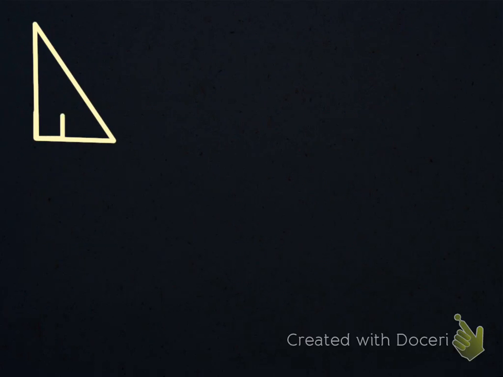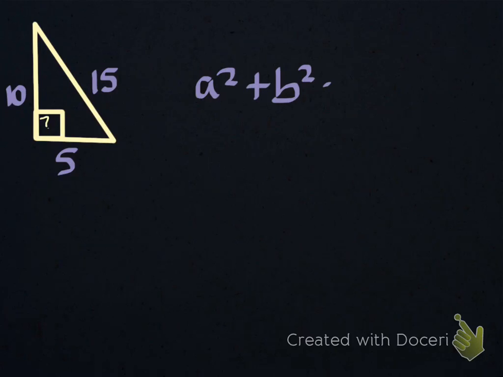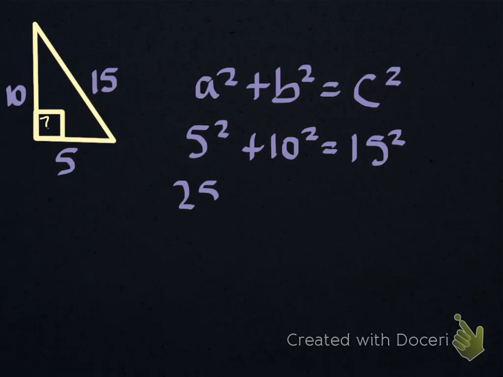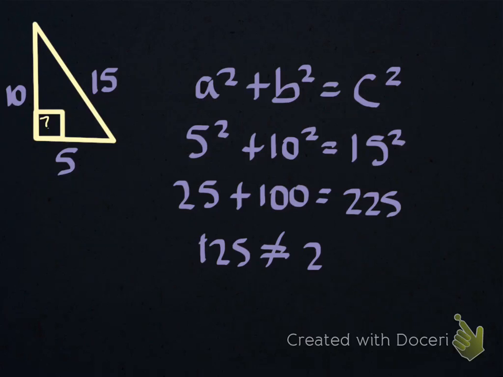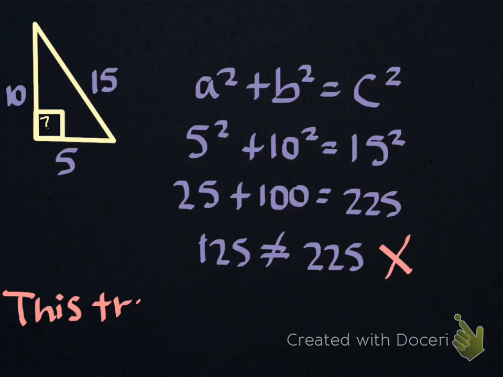Let's try another one with the numbers 5, 10, and 15. You plug the numbers into the formula and you get 5 squared plus 10 squared equals 15 squared. So you solve out, and 5 squared is 25, 10 squared is 100, and 15 squared is 225. You add 25 plus 100 and you get 125, which does not equal 225, which means that this statement is false, which means that this triangle is not a right triangle.